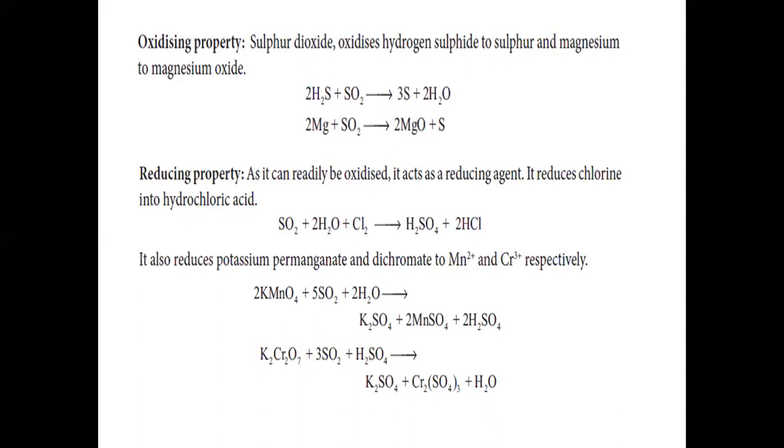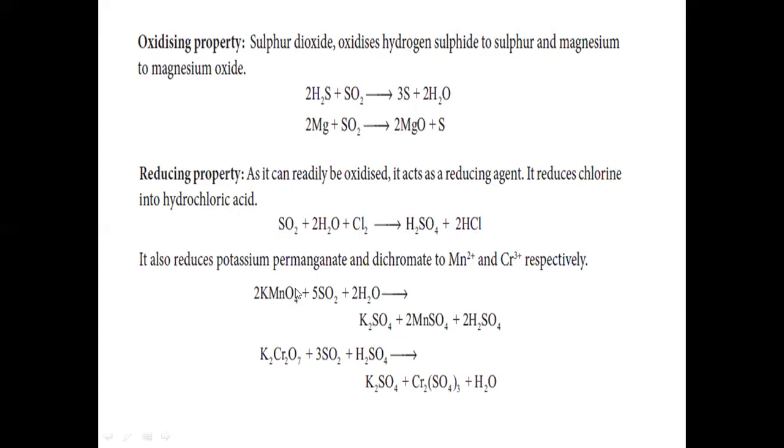So sulfur dioxide acts as an oxidizing agent and also as a reducing agent. It reduces chlorine to hydrochloric acid. So SO2 plus water plus chlorine gives H2SO4 plus HCl. Two acids are formed here. Here Cl2 is in the 0 oxidation state. It changes into -1; in HCl, the Cl is in the -1 oxidation state. So the number is decreasing, so we call it reduction.